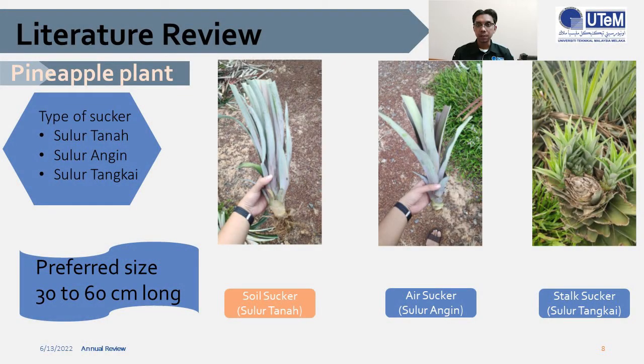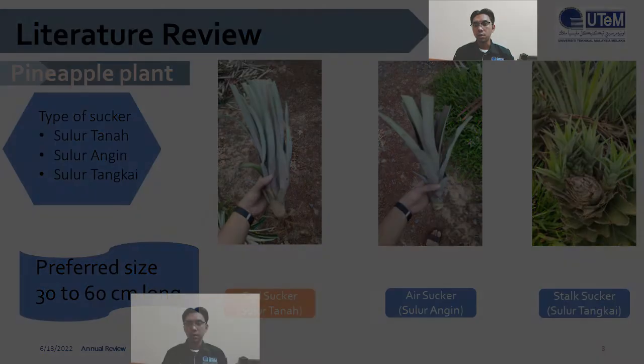For planting pineapple, it is preferable to use the seed from the parent tree, which is called sulo. There are 3 types of sulo: sulo tanah, sulo tangkai and sulo angin. Usually, for pineapple plantation, the seed used is the soil sucker type that has been sorted based on the size category. For the best result, it is preferred to use sucker size between 30 to 60 cm long.